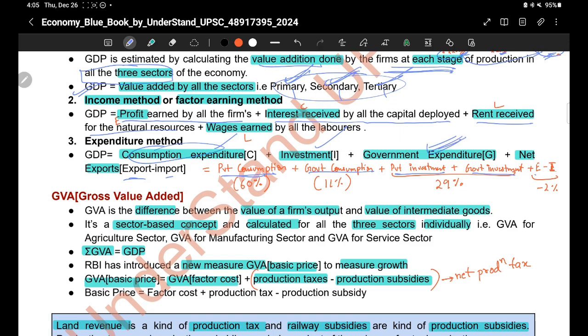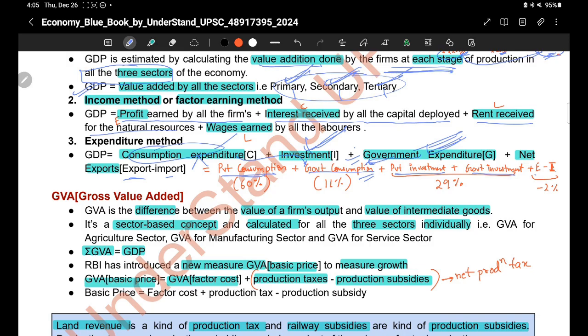In this government expenditure, no, it is included in this government consumption over here. Okay, this is done. Investment, both government and private, and consumption expenditure, private and government. ठीक है, this goes here also.